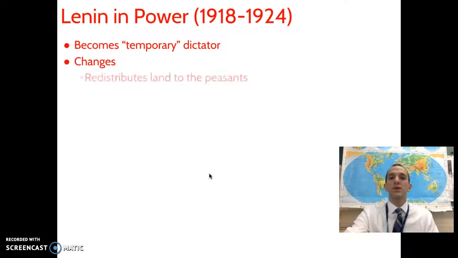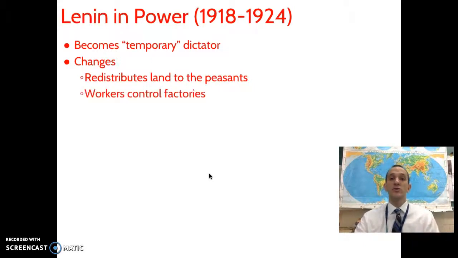So he's going to implement a couple changes along with the Bolsheviks. One, he does redistribute land to the peasants, and the peasants are thrilled about this. This is a great way to get peasant support, and this is one of the reasons why the peasants supported Lenin and the Bolsheviks. Two, he allows workers to control the factories. So in a lot of ways, this is what communism was about.